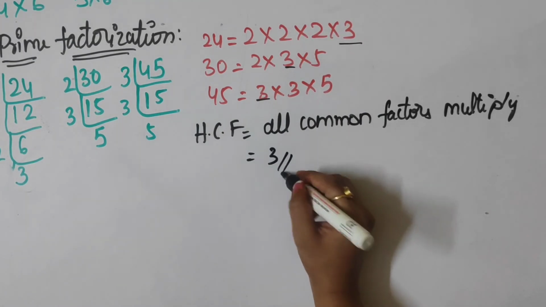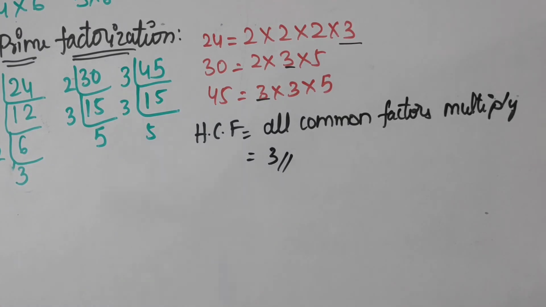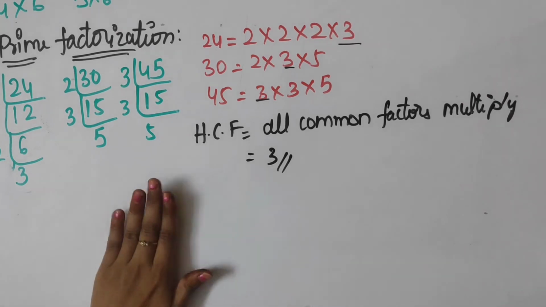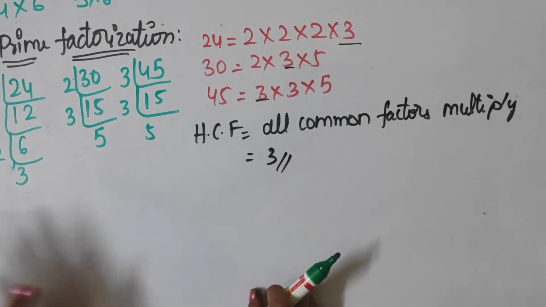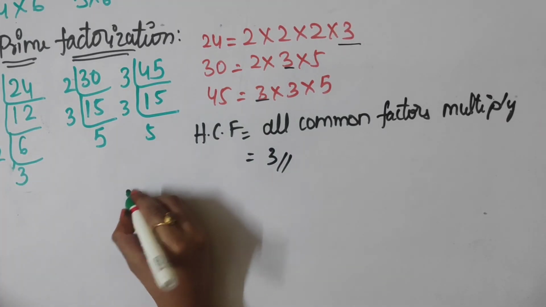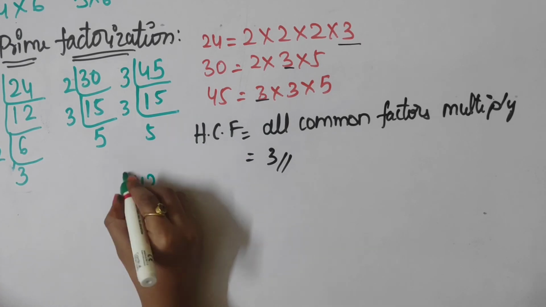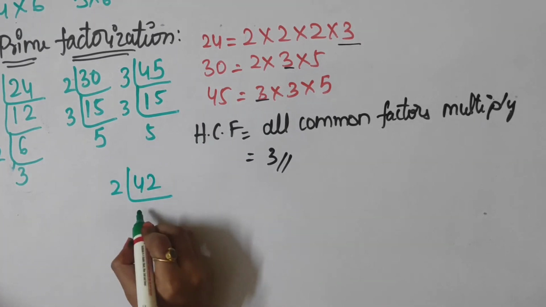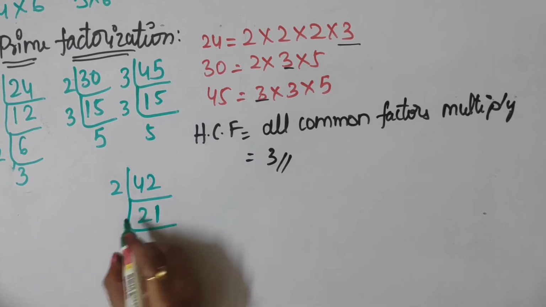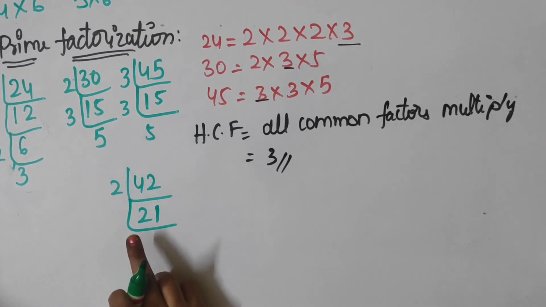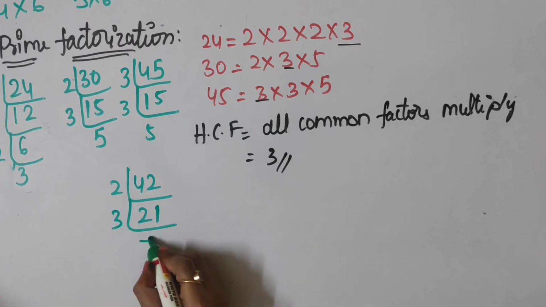I would like to show if there are more than one common number, how the HCF is going to be. So for that I am going to take 42 instead of 45. Okay, now let's do prime factorization for 42. First number is 2, 2 21s are 42, and 21 is not divisible by 2, so 3 7s are 21.